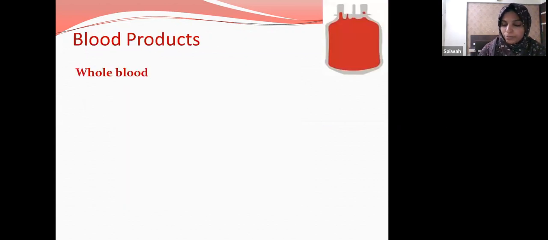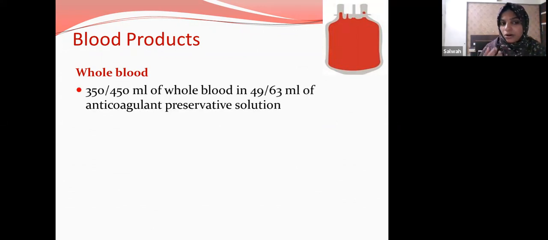Now blood products are broadly divided into whole blood and blood components. Whenever whole blood is taken, we are using a single blood bag. So 350 or 450 ml of whole blood is collected in a single bag, which contains either 49 or 63 ml of anticoagulant preservative solution. And this anticoagulant may be CPDA or SAGM. And depending upon the anticoagulant solution present, the shelf life of the bag varies.